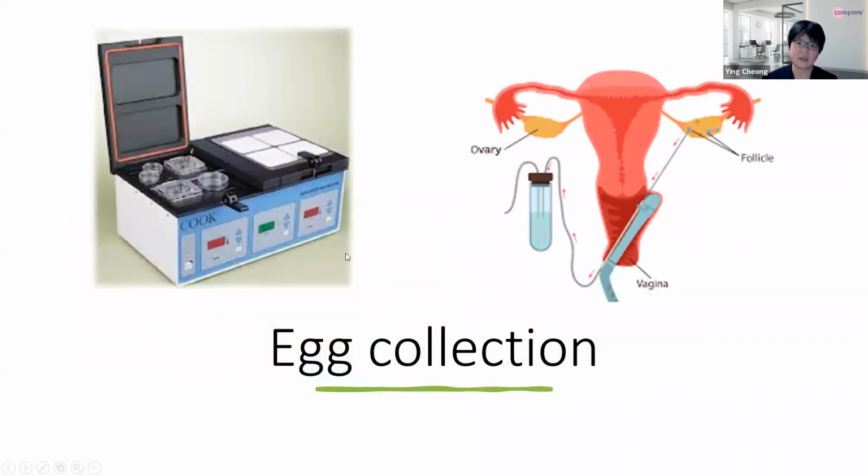Egg collection, as I described earlier, is a small surgical procedure which is ultrasound guided. So we put the needle through the vagina, so no cuts on your tummy as such, and the egg comes out and goes into the tube that goes straight into the laboratory to get looked after in the incubator in the time lapse, as I explained earlier.